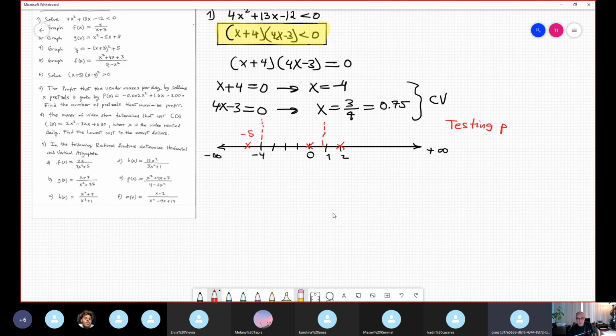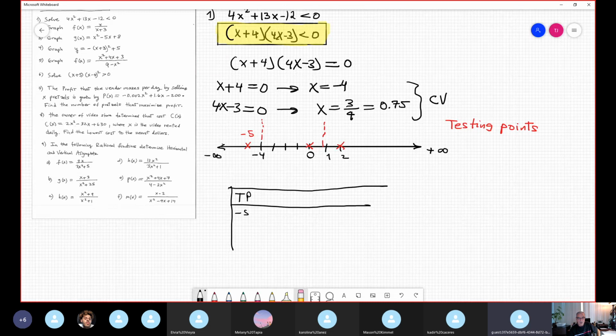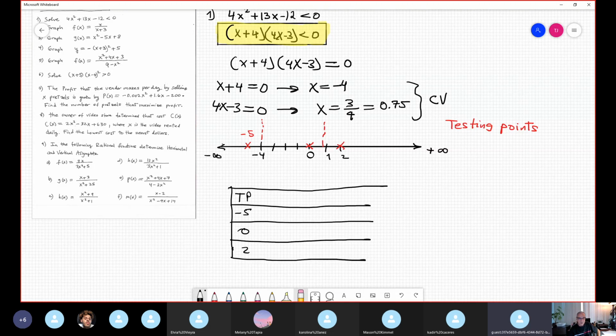And testing points help me to find the solution. Okay, now I create the table. The table is black color. In black, the table is one table that contains TP, testing points. How many testing points? 3, -5, 0, and positive 2. And the factors in our problem are 2 factors.